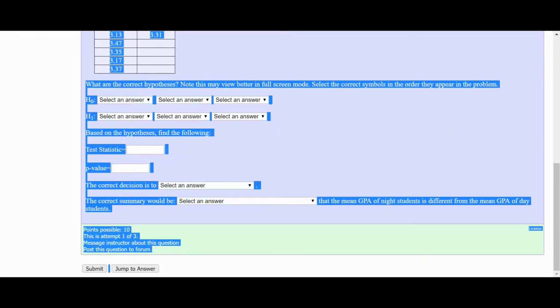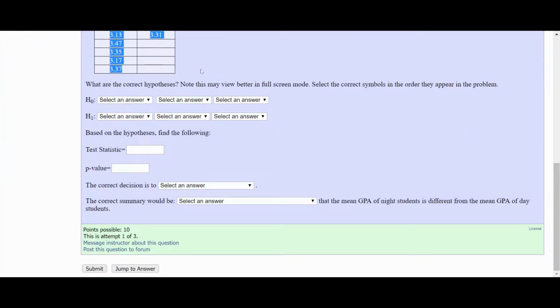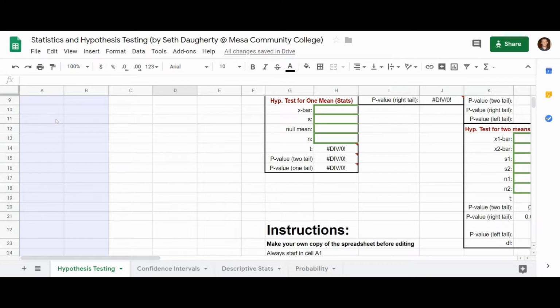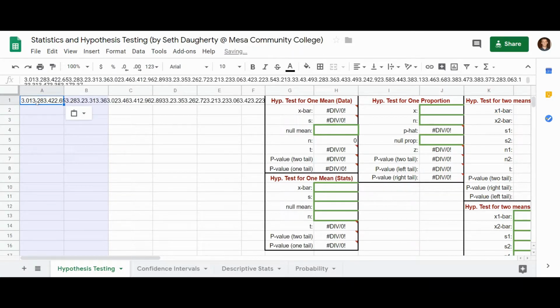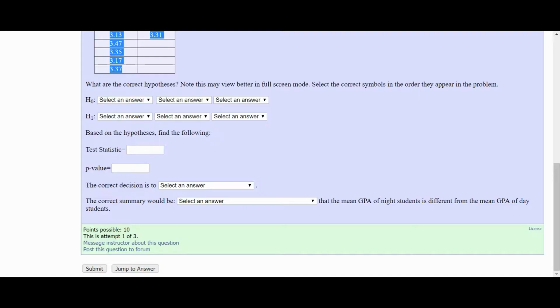And so spreadsheets are good at doing this, and the spreadsheet that you have access to now will allow you actually to copy this data straight from the page and paste it into here where it says A1. This is where this data should go. So you're going to press Control V. Oh, that didn't work. Let's try that again.